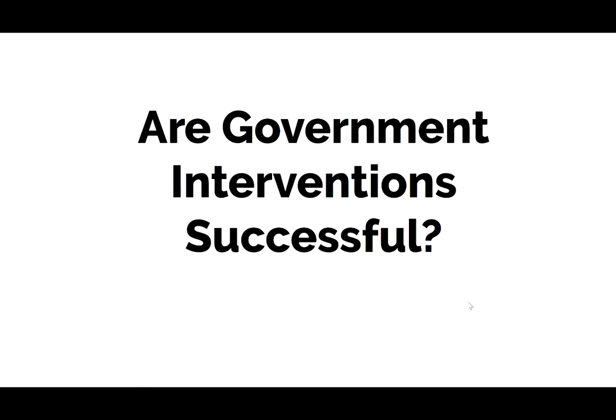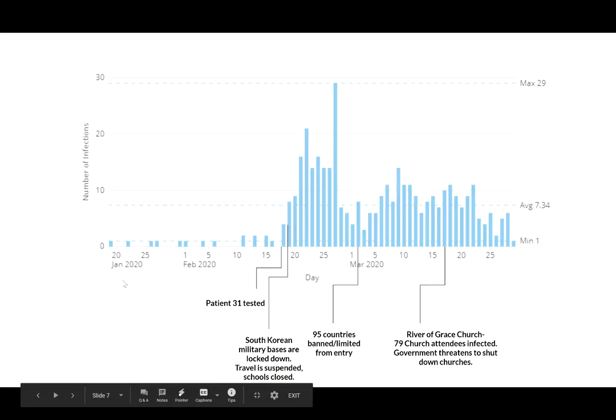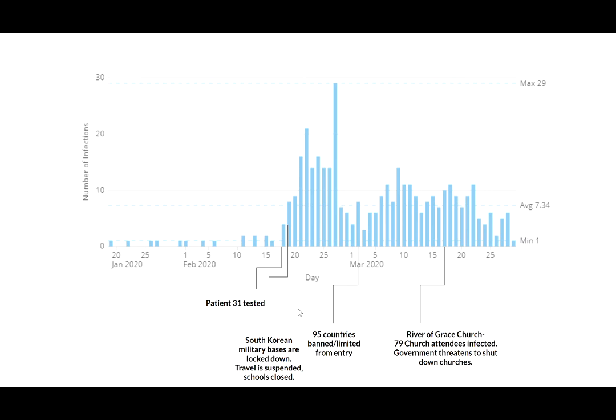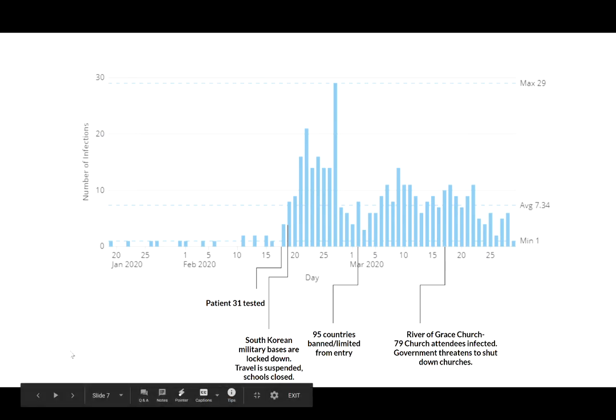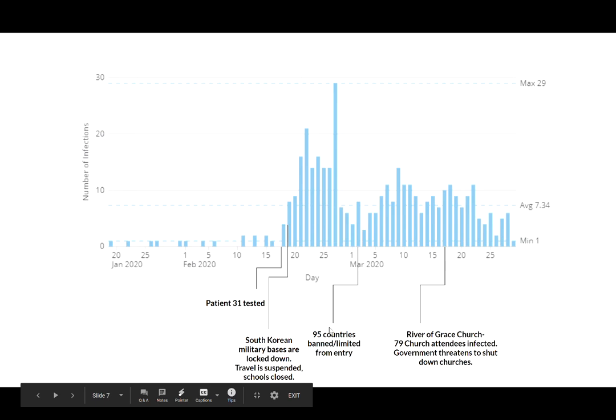Then I looked at whether government interventions were successful. I used the same graph of number of infections per day and just create a timeline of certain things that the government intervened with. And so you can see right here that this is when patient 31 was tested, and prior to this is probably when people started to actually get infected. And a few days later, the South Korean military bases were locked down because there were quite a few cases there, and then travel started to be suspended and schools were closed.